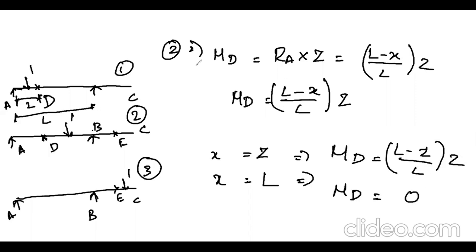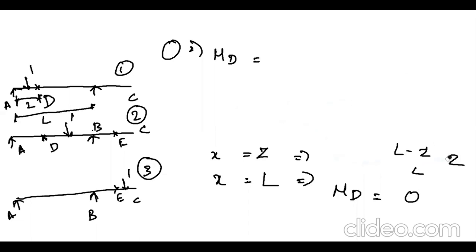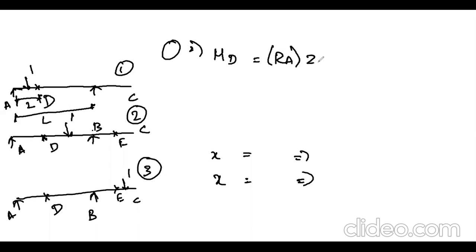Next we are going to discuss the third loading condition. For this, what we are going to do is take moment about the point D. Here is the point D. So we obviously choose the left portion of D, that is RA into its distance.